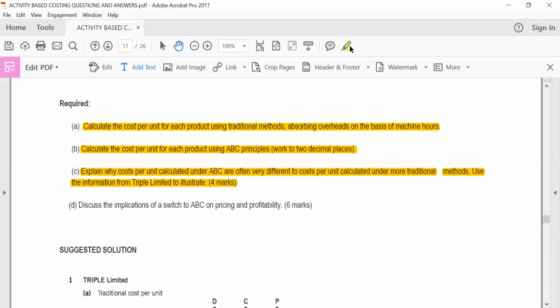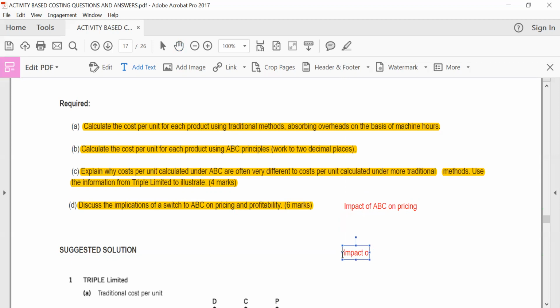Then we come to the last perspective, which is part D. Part D, discuss the implications of a switch to ABC on pricing and profitability. So what is the impact of using activity-based costing on pricing of the product and profitability of the product? We should see a student come out with a whole answer talking about implications of ABC on pricing. The first one, impact of ABC on pricing. So you write, right? You are sure that you give more information. That is to help you get 6 marks.